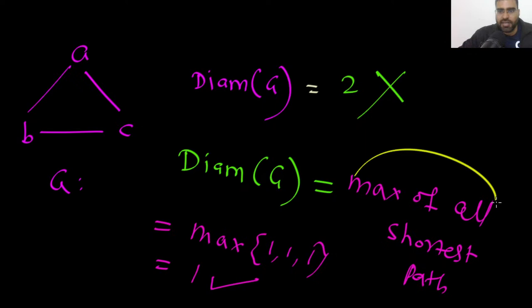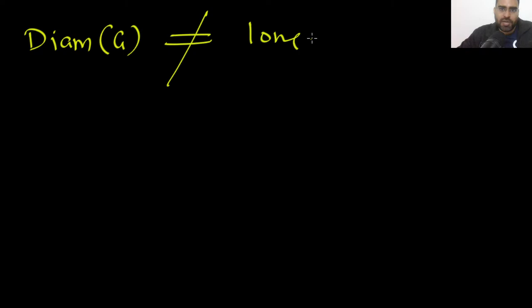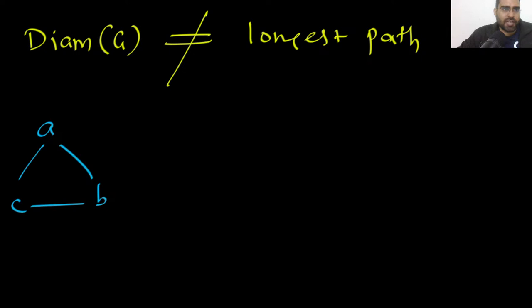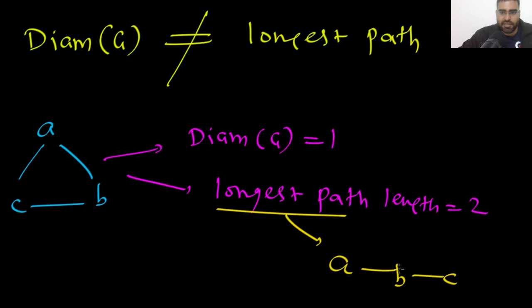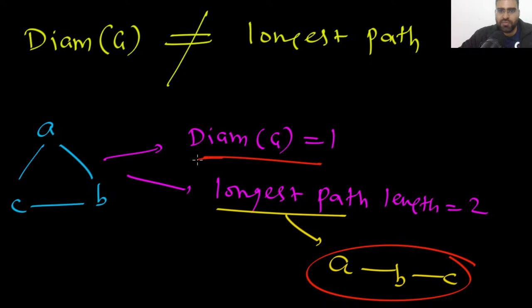Is this clear? Diameter is not the longest path. Please understand, diameter of G is not the longest path. Like in this graph, what is the longest path? If you notice, the longest path is actually 2. This is the longest path. So in this graph, diameter is 1, but the longest path length will be 2. For example, from A you can go to B, then onward; this is the longest path you can create. But diameter is only 1. Are you getting my point? What is the diameter?